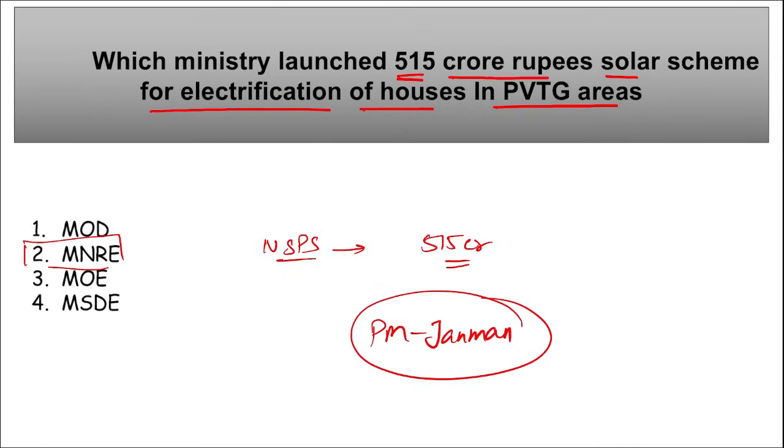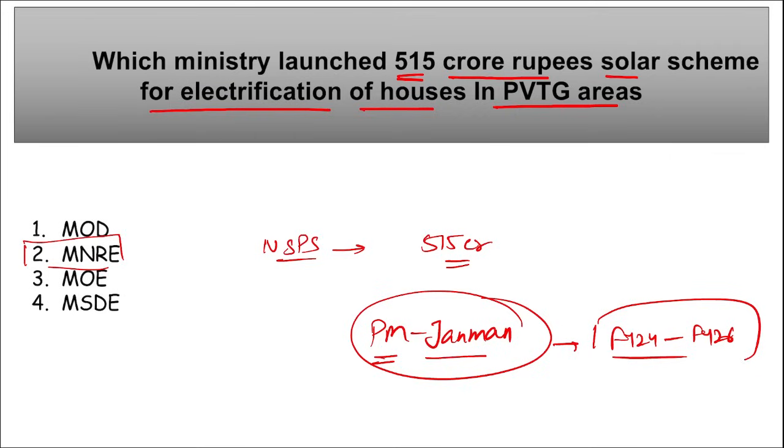What is this PM Janman scheme? It stands for Pradhan Mantri Janjati Adivasi Nyay Abhiyan Program. I repeat, Prime Minister, that is Pradhan Mantri Janjati Adivasi Nyay Abhiyan Program. This scheme was launched for the tenure, that is fiscal year 24 till fiscal year 26.